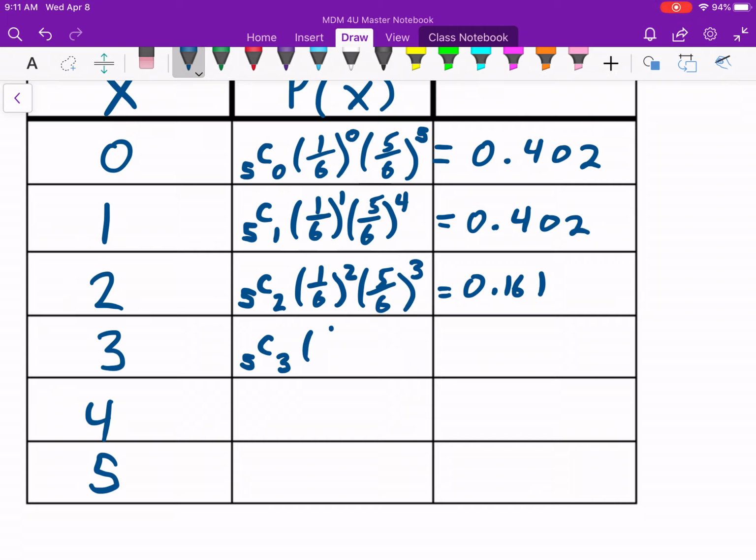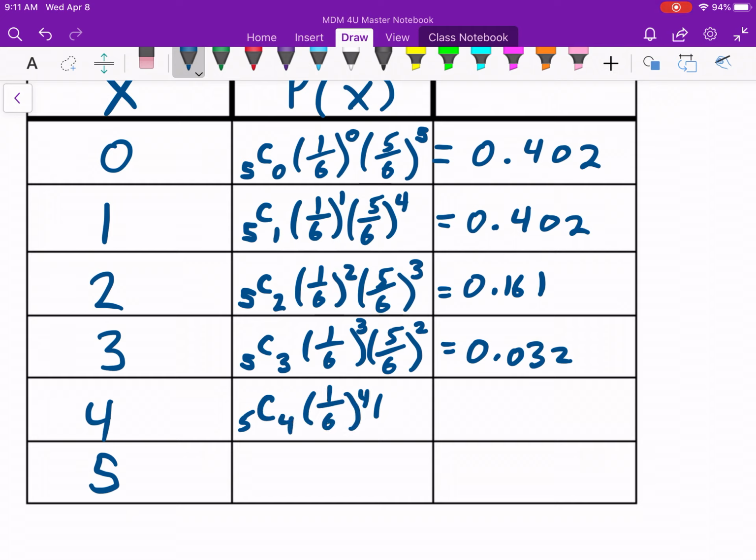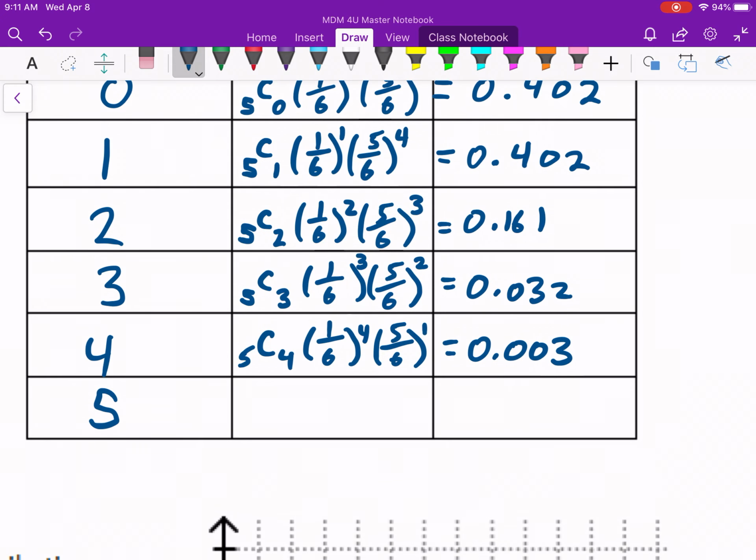Getting 3 pairs of doubles, we can expect it to be even less. This should be a 3 up here. 5/6 to the 2. That works out to be 0.032. So we have a 3% probability of getting 3 pairs of doubles. We get a 0.3% probability of getting 4 pairs of doubles, and that doesn't leave much for getting 5 pairs of doubles.